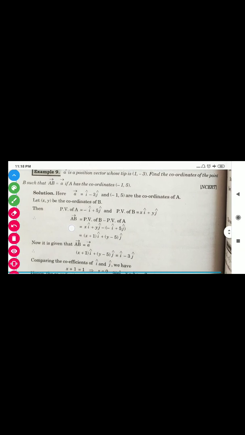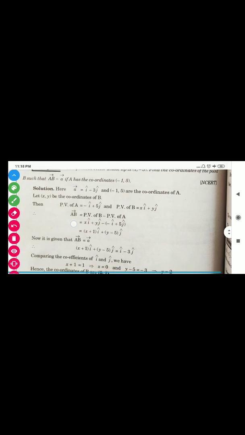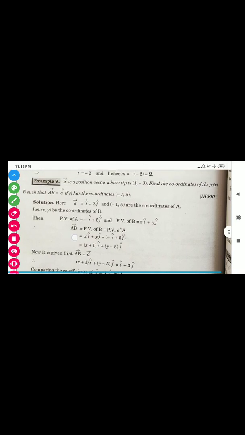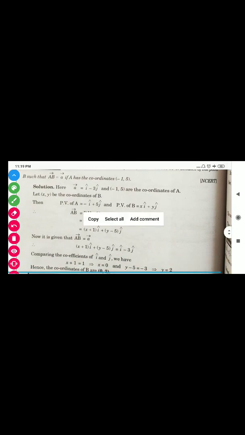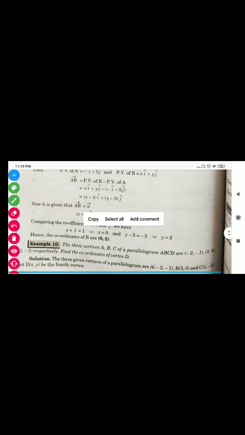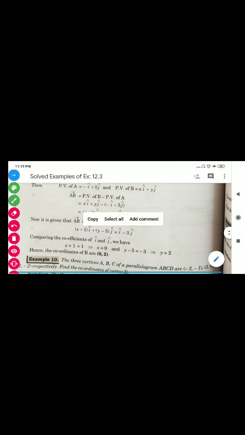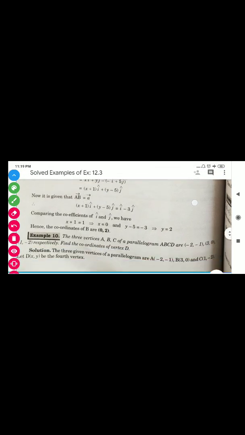So let (x, y) be the coordinates of B. Position vectors of A and B are given. So we need to calculate the AB vector first. After that, AB vector equals a vector. So for that, we put the values, we get (x plus 1)i plus (y minus 5)j equals i minus 3j. Comparing the coefficients of i and j, we get the values of x and y. On solving this, we get the coordinates of B. So in this way, we have completed question number 9.